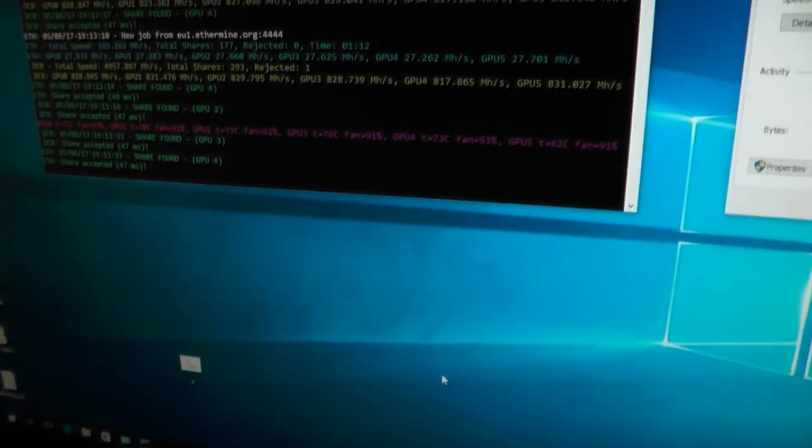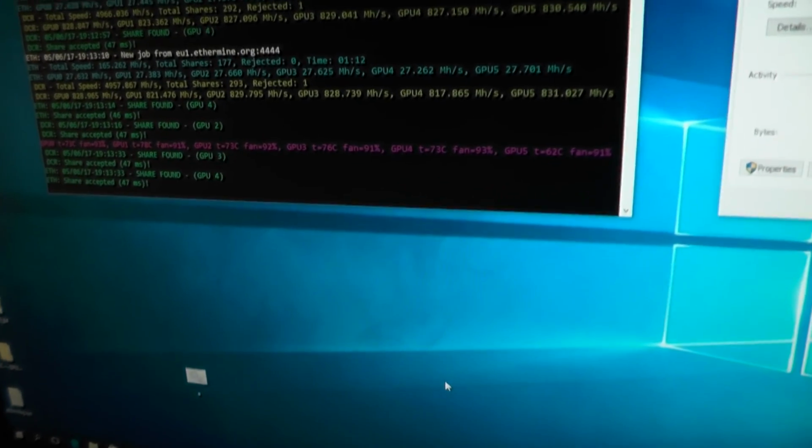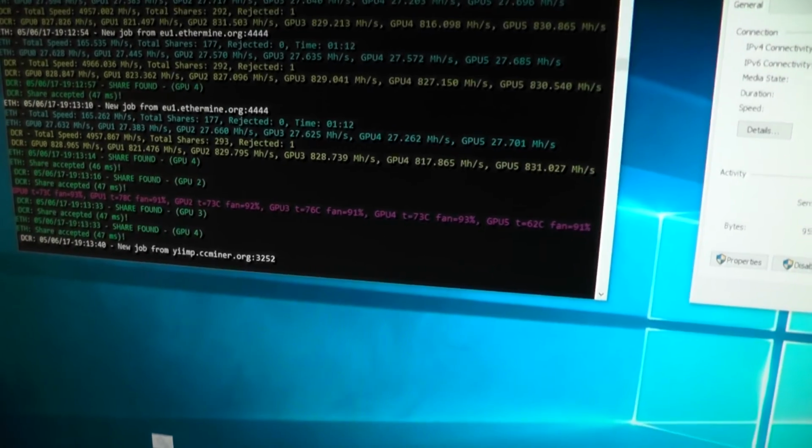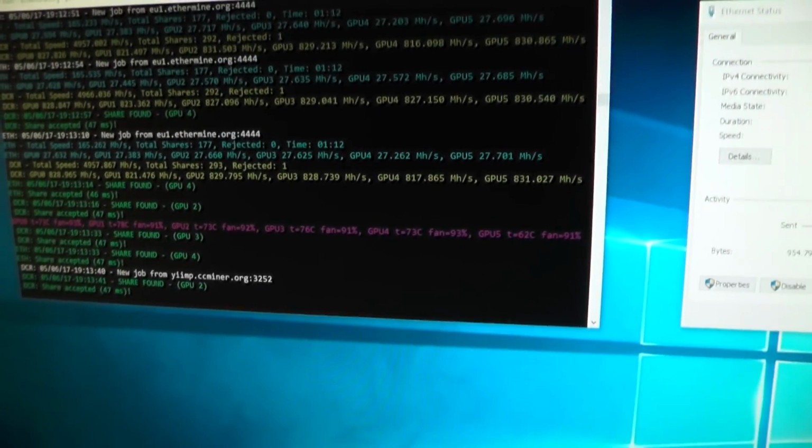So there you have it. If you have problems with your rig restarting with 6 cards, that might be your problem. So, well, just decided to quickly share that.